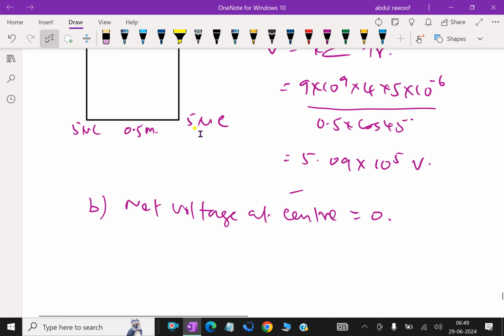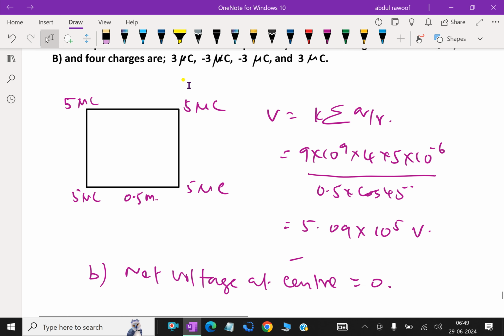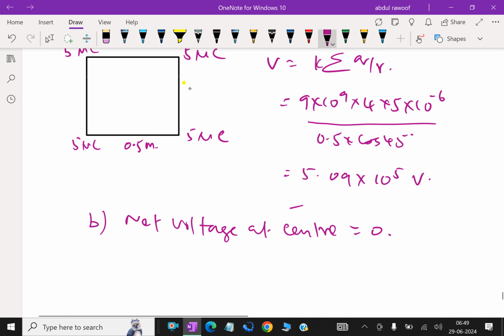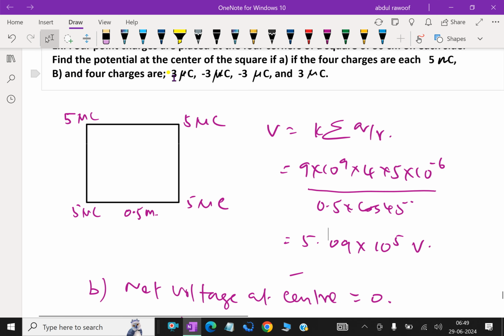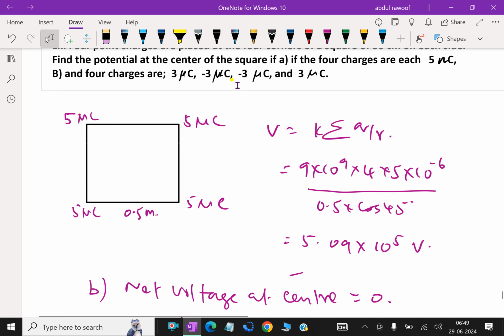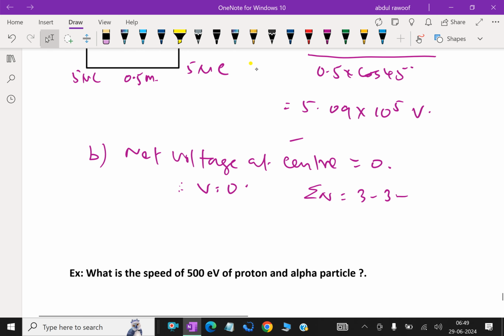Since this is the addition of plus 3 and minus 3, therefore sigma V here is 0. The net voltage at the center is 0. Since the total charge is minus 3 plus 3 and plus 3 minus 3, equal to 0, sigma q equals 0. Therefore, total voltage is 0.